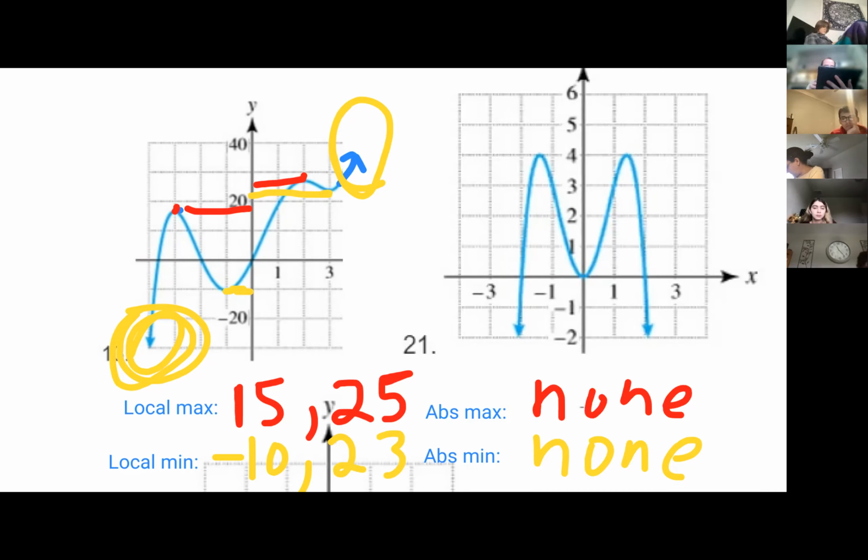Any other questions? I think if I erase this, I can just, oop. Oh. Can I erase it without erasing that part?